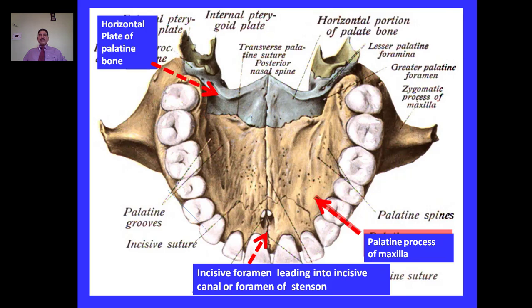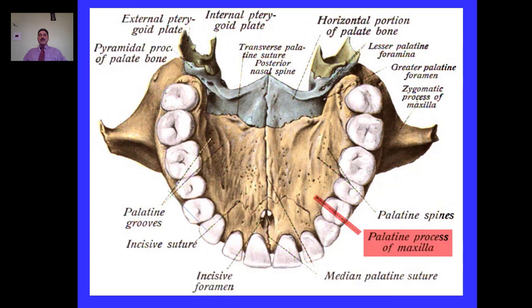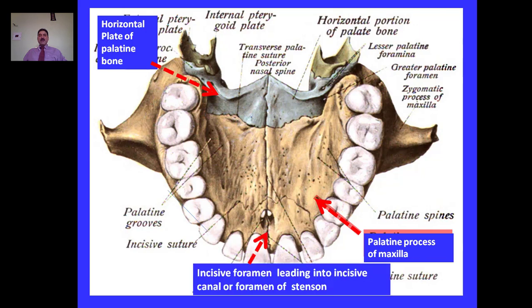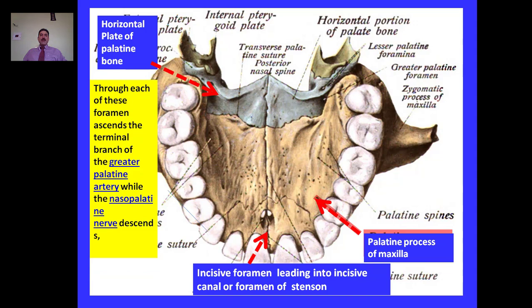Floor of the nasal cavity separates it from the oral cavity. The bones which contribute to the formation of the floor are the palatine process of the maxilla, as shown in this diagram, and the horizontal plate of the palatine bone. Palatine process of the maxilla also bears in the midline the incisive foramen, leading into the incisive canal, also called foramen of Stenson. Through each of these foramina ascends the terminal branch of the greater palatine artery, while the nasopalatine nerve descends.